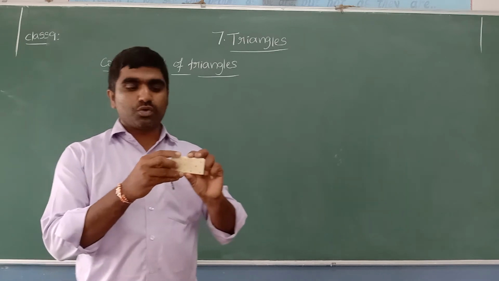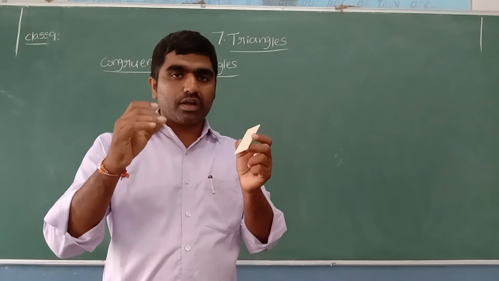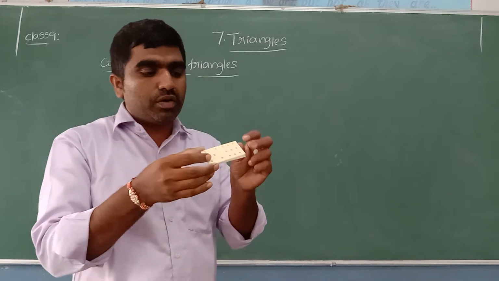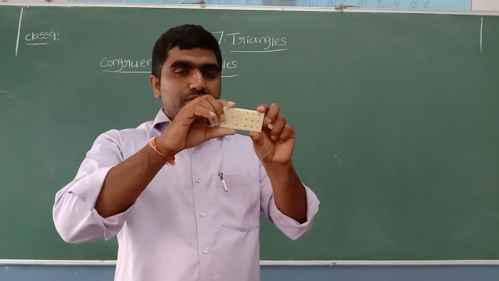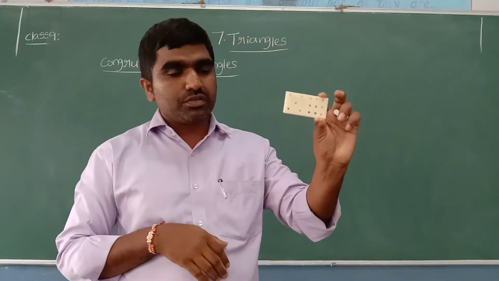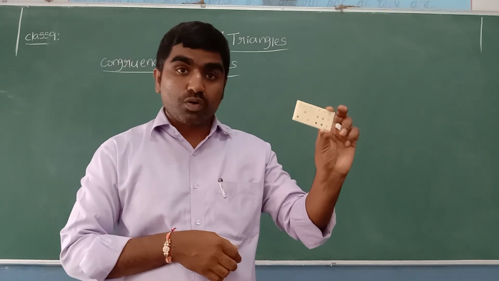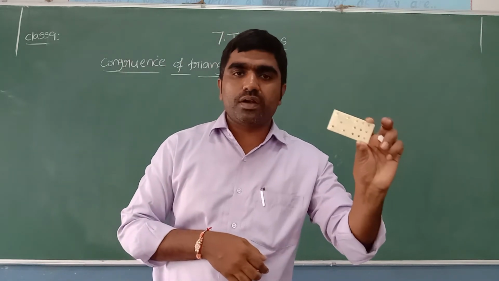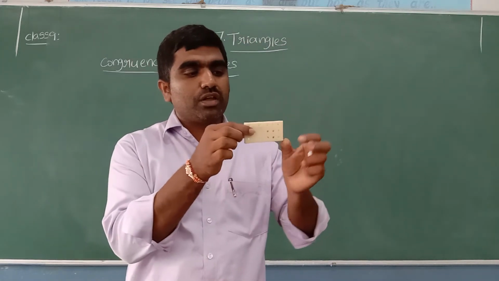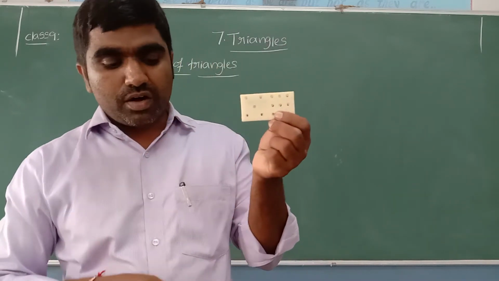See, let me take two objects here. When I keep one object over the other object, both will coincide exactly. So what we can say is that these two objects are called congruent figures. Congruent means they have the same shape and the same size. Because of that, both will coincide exactly. So this is about congruent figures.